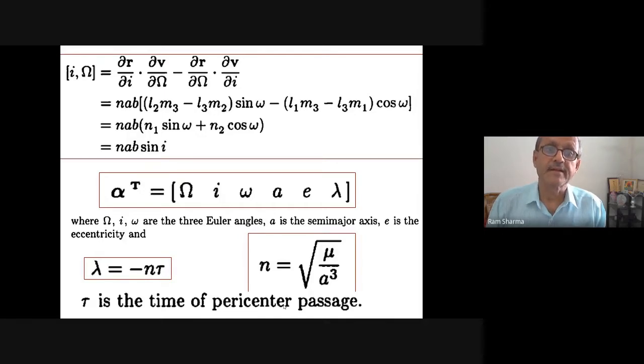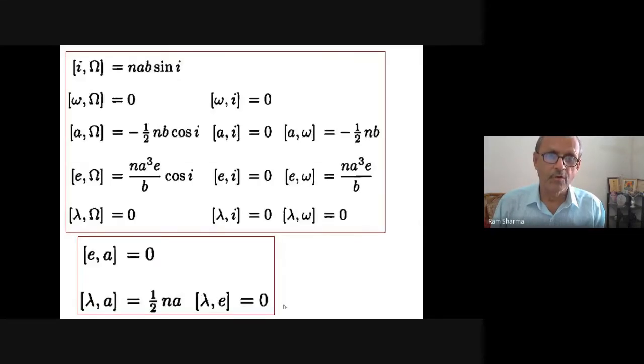And these are your alpha t. See, he writes the notation in that book. I forgot the author's name. L, omega, i, these are the orbital elements. Lambda is written in terms of the mean longitude, minus nt is the lambda, and n is the mean motion. So this is like the mean anomaly. So you are writing in this form. So only non-zero will be left. Only 6 are left.